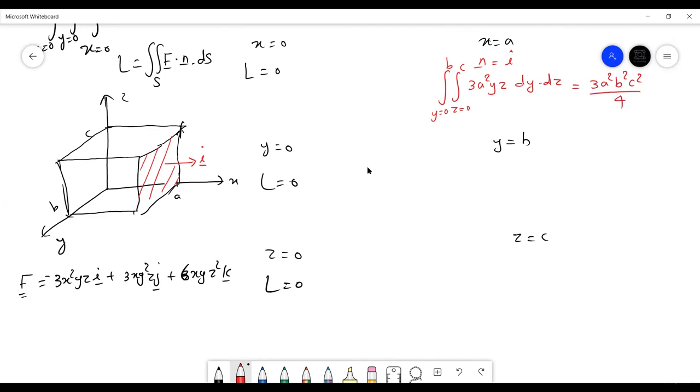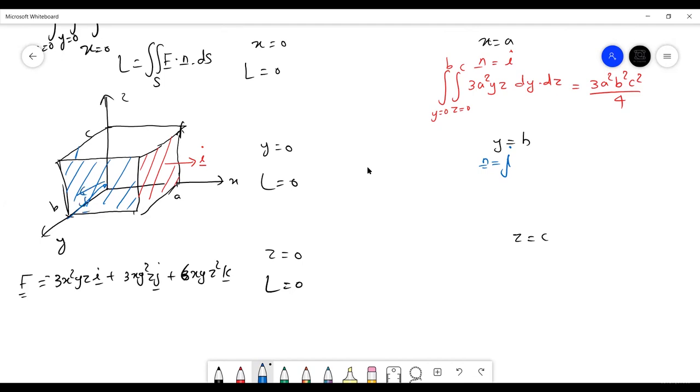So when y is equal to b, this is the surface, the front one. What is the outward unit vector here? That is j. So the outward vector is here.